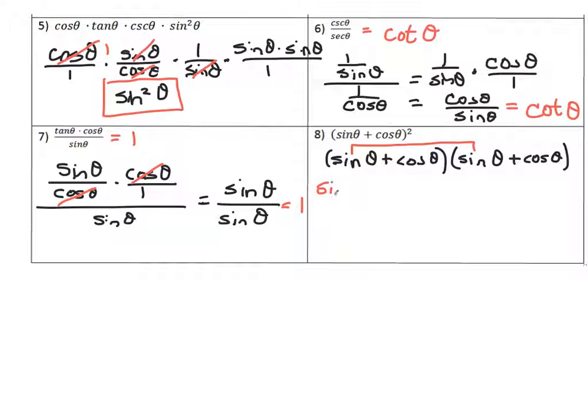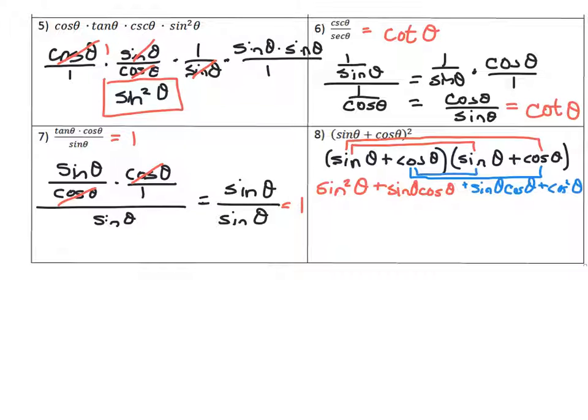That's going to be equal to sine squared of theta. Then I want to multiply the sine of theta times the cosine of theta, so that'll be plus sine theta cosine theta. I'm just going to color code my products here. So then I'll multiply the cosine times the sine, and it doesn't matter what order I write that in, so I'm going to write that as sine theta cosine theta. And then let's multiply this cosine times this cosine, so that's going to be cosine squared of theta. Now you'll notice that the two in the middle are like terms, so I can add those two together and get 2 sine theta cosine theta.